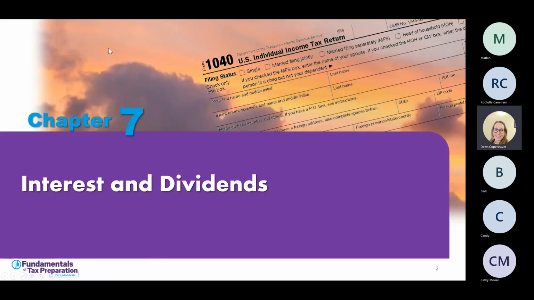Okay, chapter 7, dividends. So not quite as heavy as earned income credit, equally important though. So we will jump into this.